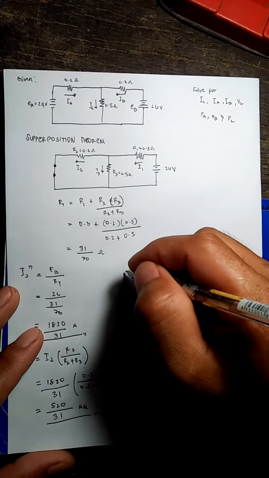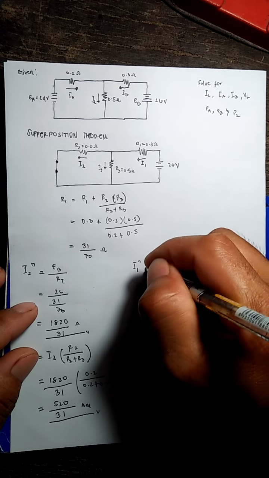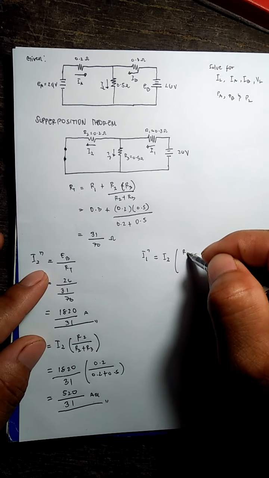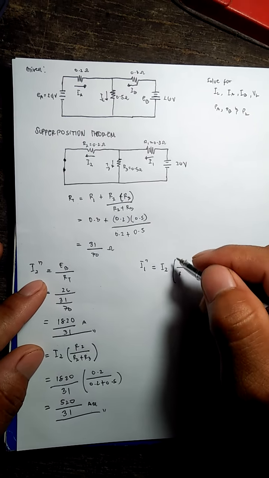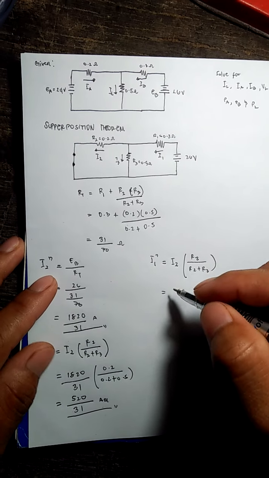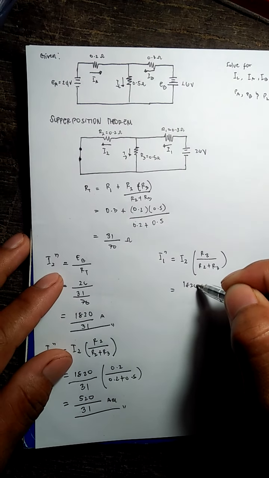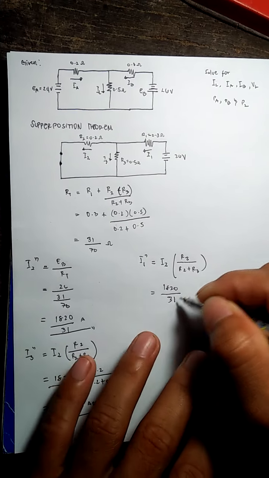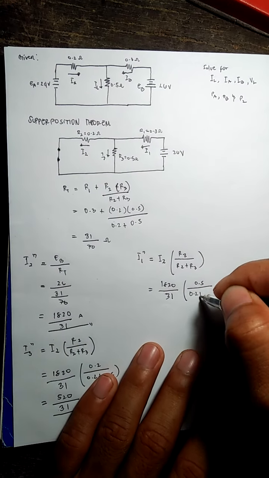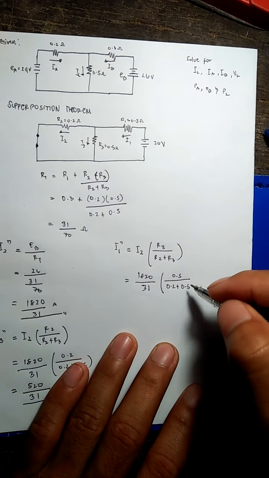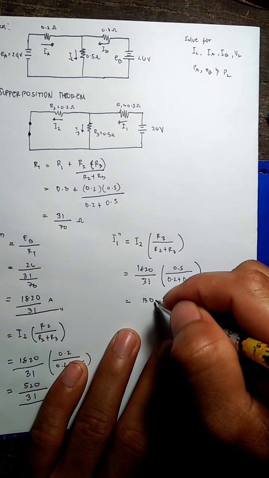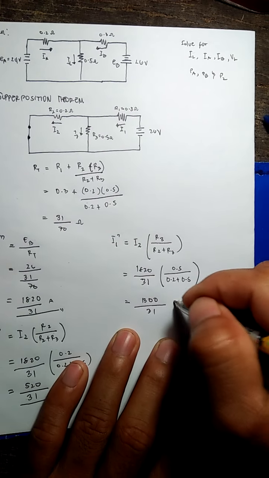Next is I1. Partial I1 is equal to I2 times R3 over R2 plus R3. Substitute our I2, 1820 over 31, times R3 which is 0.5, over R2 which is 0.2 plus R3 which is 0.5. Solving in a calculator, it will answer 1300 over 31 ampere.